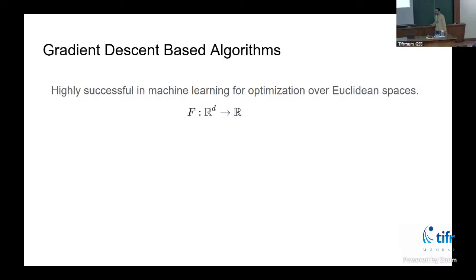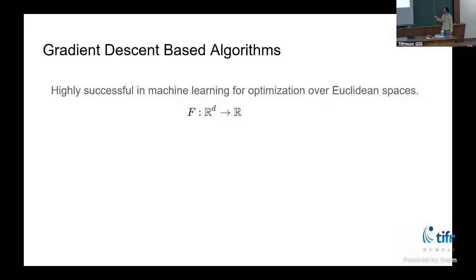So let's think about gradient descent based algorithms. We want to optimize that, and what is currently used in Euclidean spaces is highly successful in machine learning for optimization. In fact, it's too successful and we don't know why, but that is a different question altogether. But let's assume that it is successful and we want to mimic this success everywhere else.